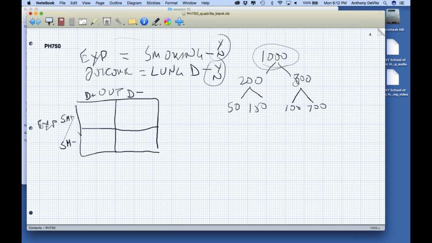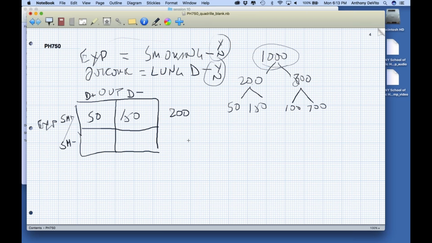So how many people did we have that were smokers? Well, we had 200 people that were smokers. All the people in this row are smokers. 50 of them wound up with lung disease. Out of that same 200 people, 150 of them did not have lung disease.